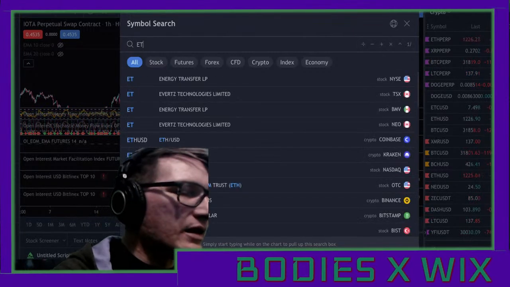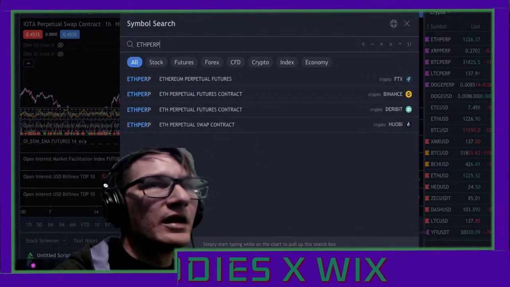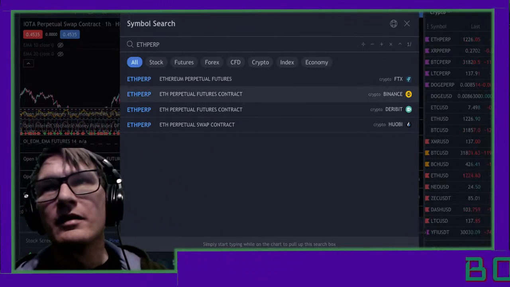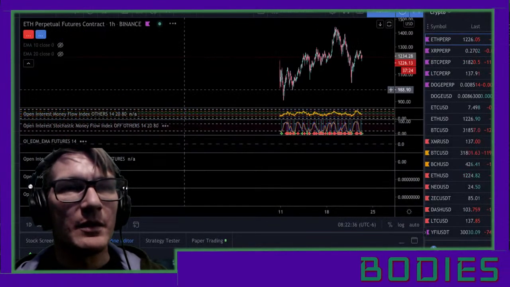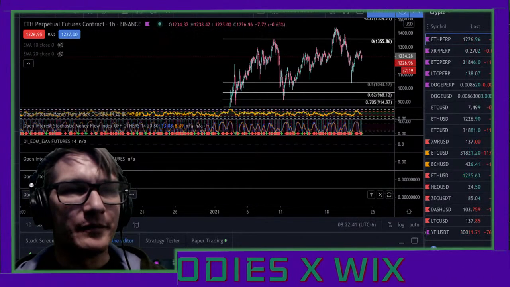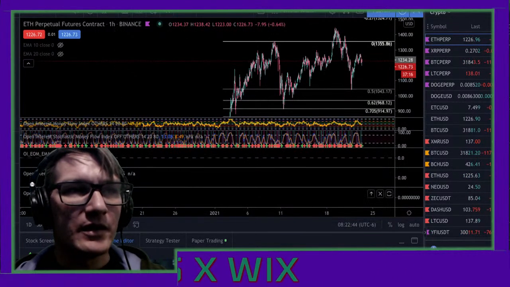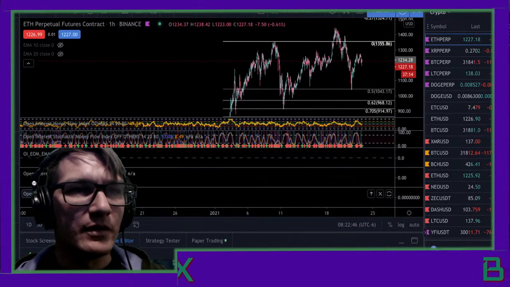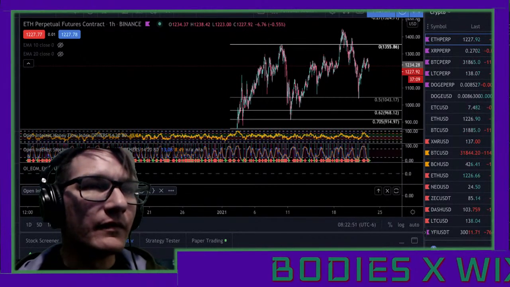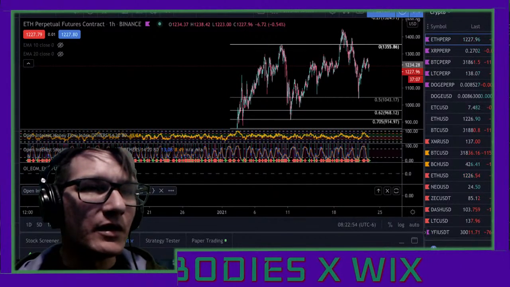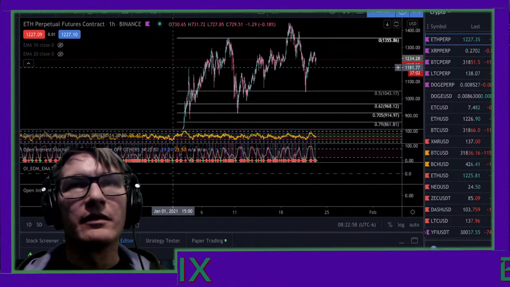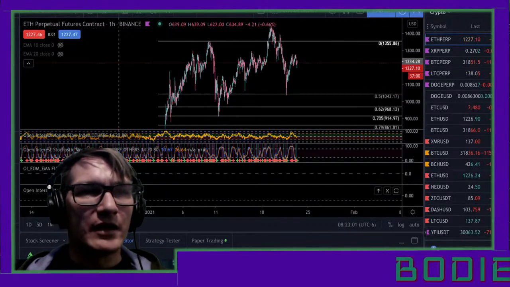So if you want to find a futures contract, this is Binance. Maybe this will pop up. No. Okay. Well, I don't know. I guess this indicator really isn't working all that well. Open index, market facilitation index futures. Okay, I'm in futures. It's not giving me anything.